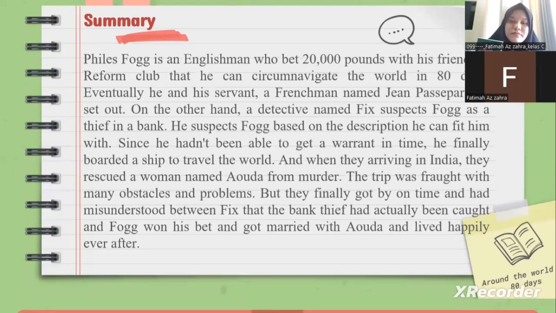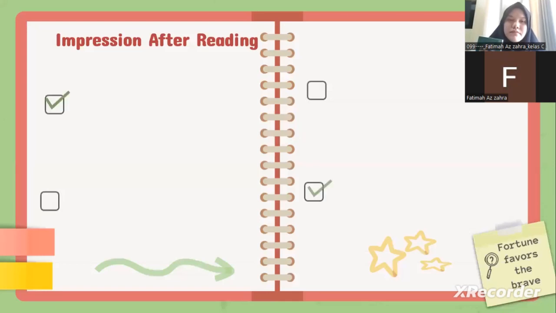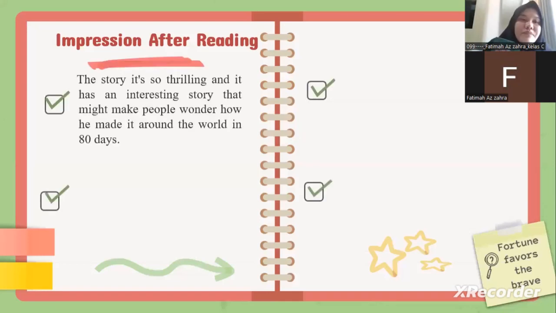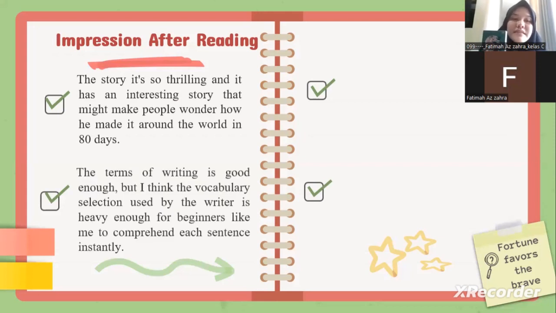Next is impression after reading. The first is the story. It is so thrilling and has an interesting plot that might make people wonder how he made it around the world in 80 days. Next, the style of writing is good enough, but I think the vocabulary used by the writer is heavy for beginners like me to comprehend each sentence instantly.